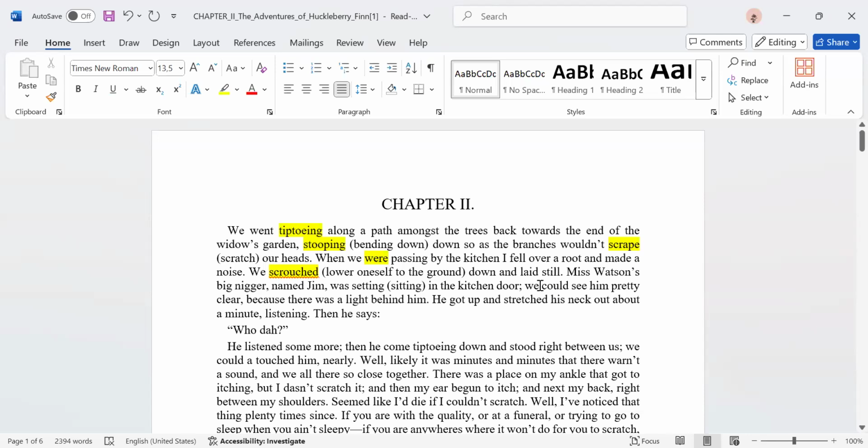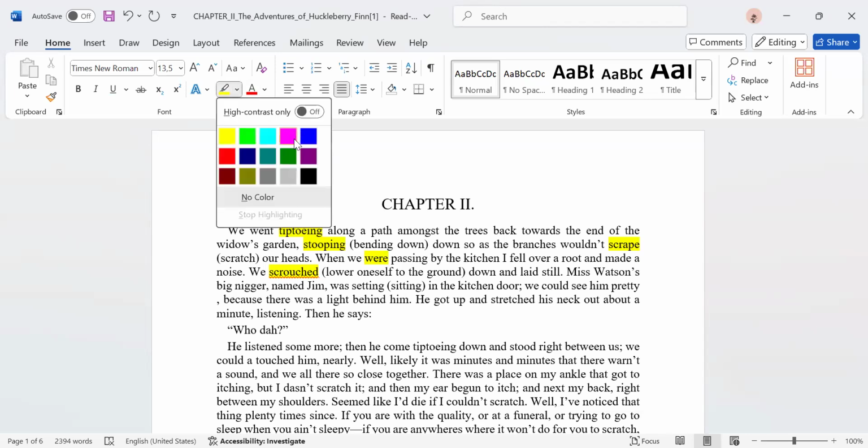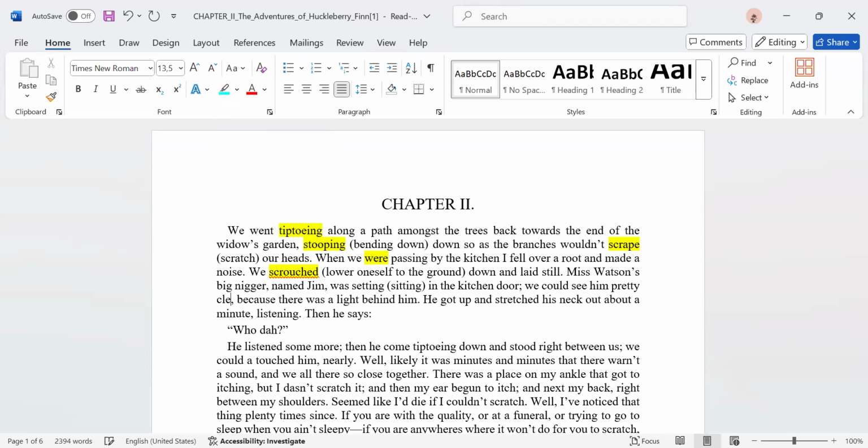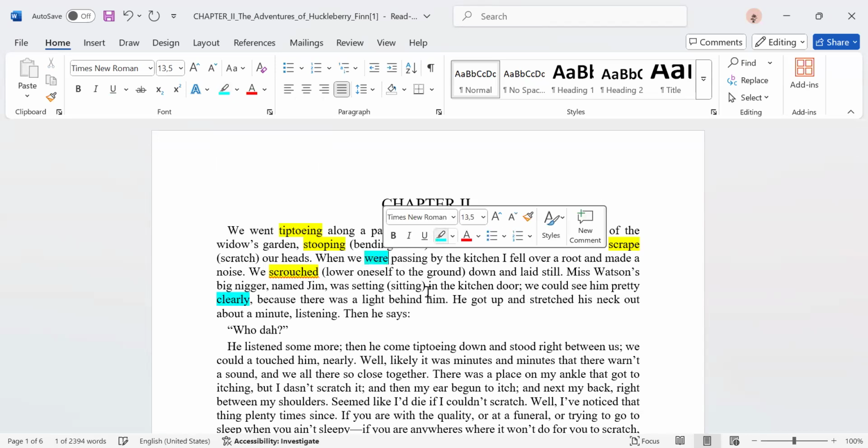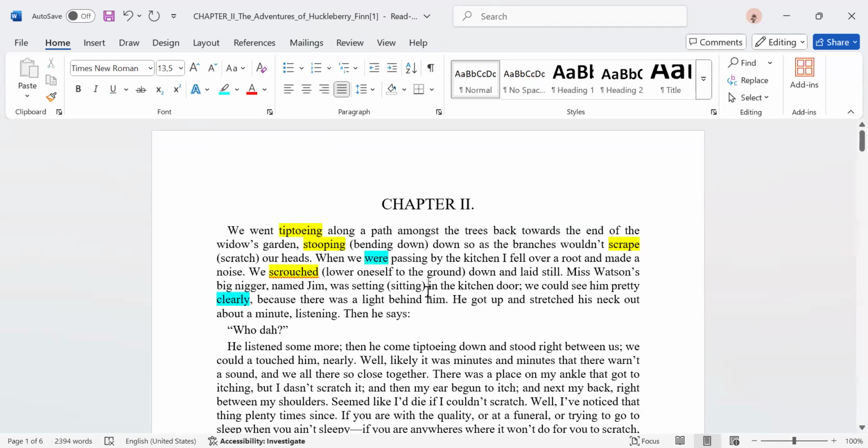We could see him pretty clear. So right here should be pretty clearly, so the correct one should be clearly. I'm going to change this to blue. If I change a word, I'm going to change it to blue, but for vocabulary, I'm going to use yellow. Okay. So why do I change this to clearly?